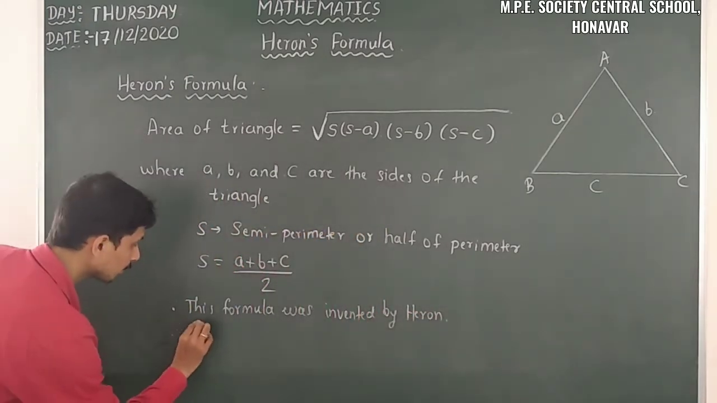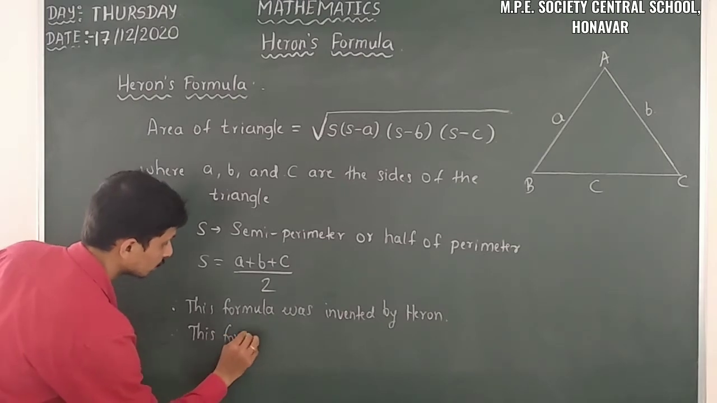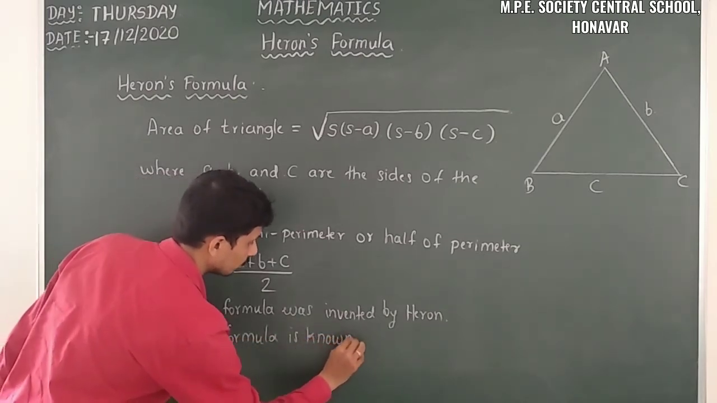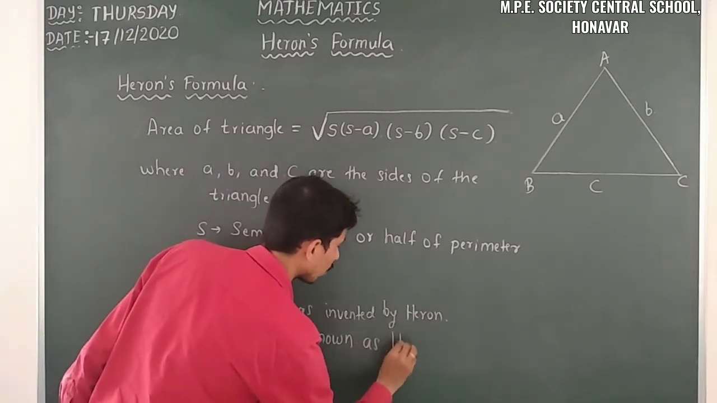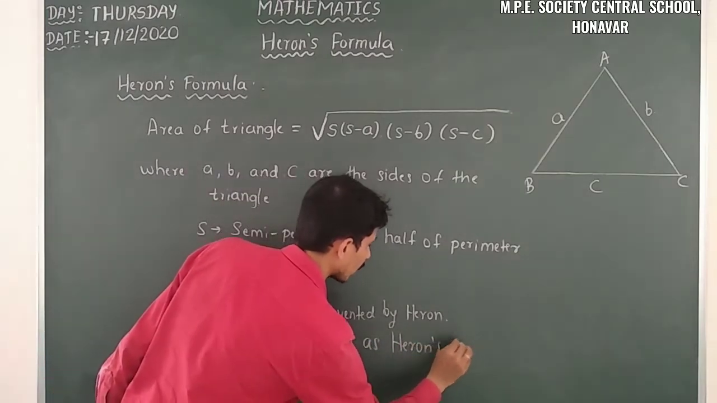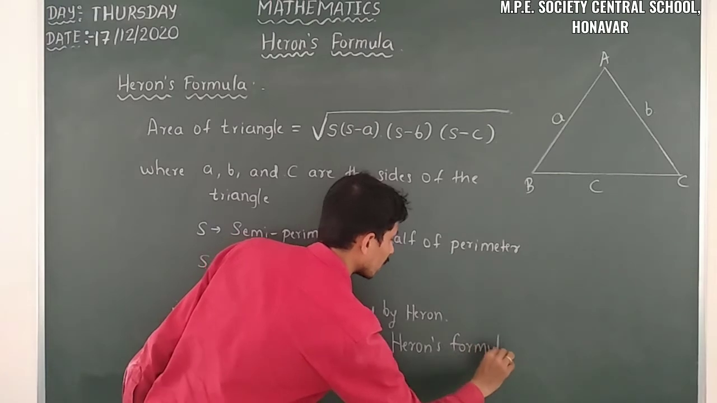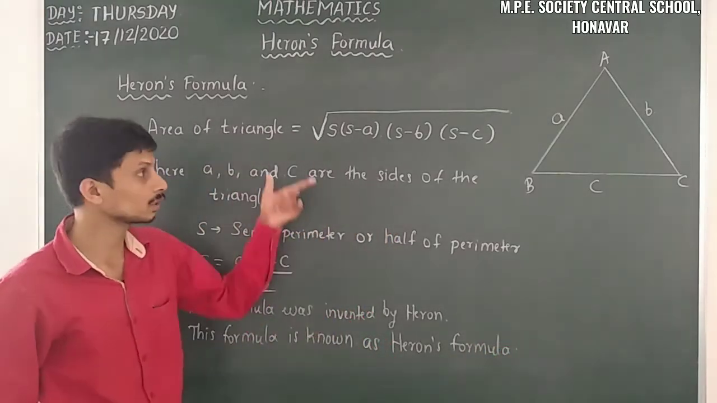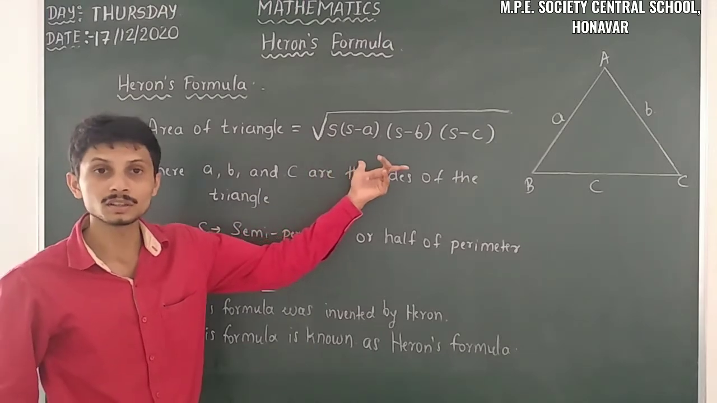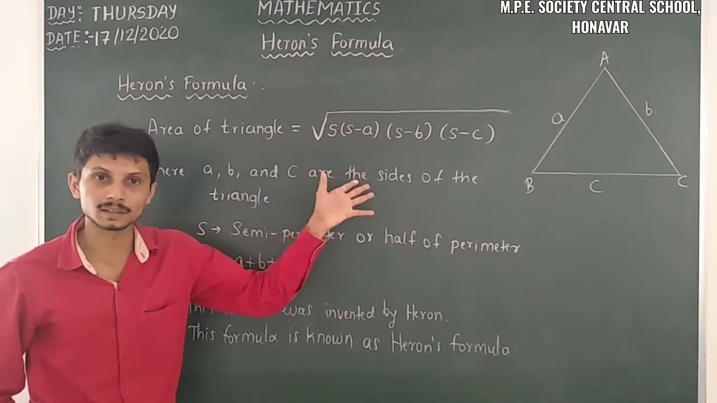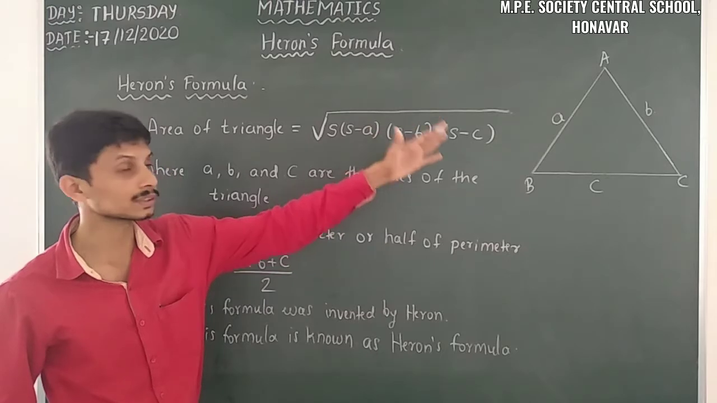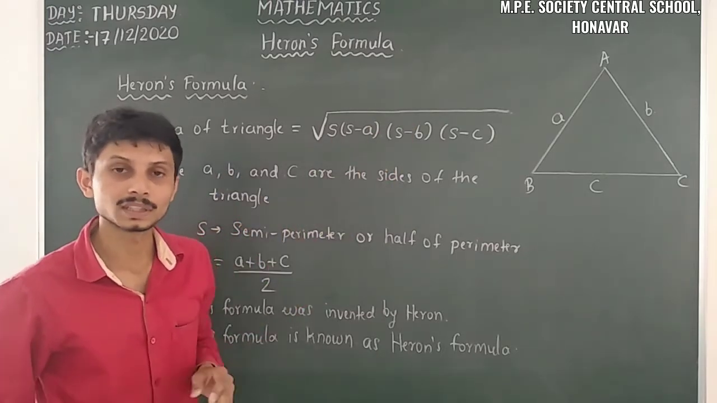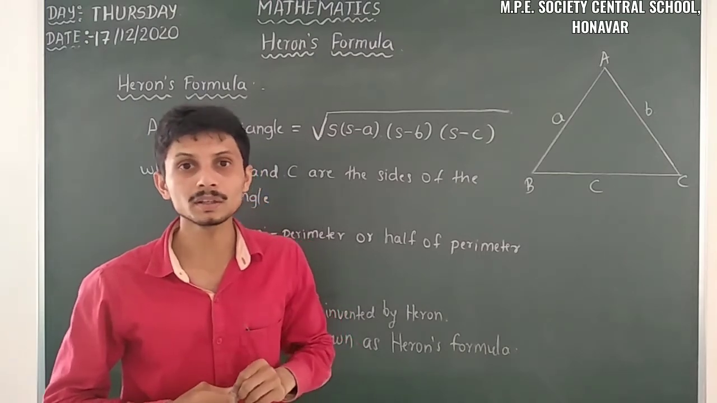Therefore, this formula is known as Heron's formula. So we can use this Heron's formula to find out the area of any triangle using the measurements of all its sides. So let us take some problems based on Heron's formula.